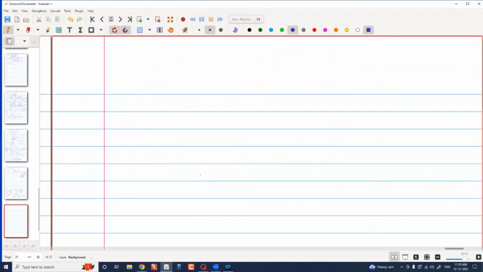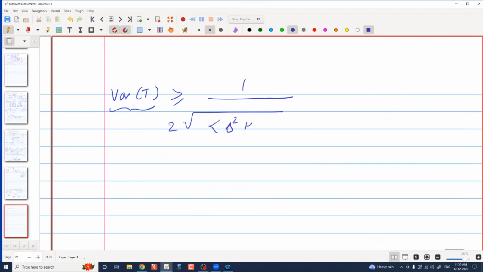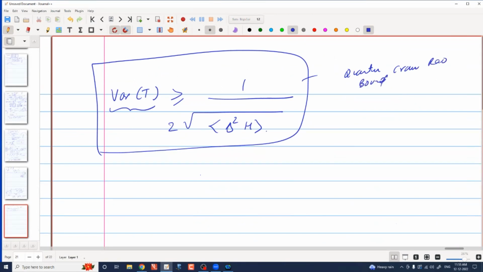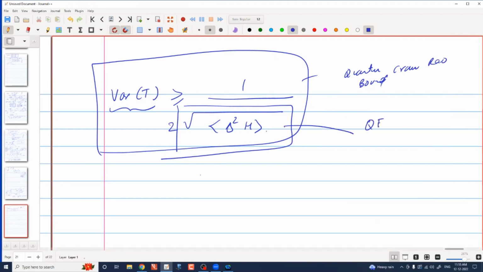Okay. So essentially the quantum Cramér-Rao bound is the following. The variance of any quantum estimator is bounded by, there's a factor of 2. Don't worry about that for now. This is my quantum Cramér-Rao bound. And this is one way to define my quantum Fisher information.